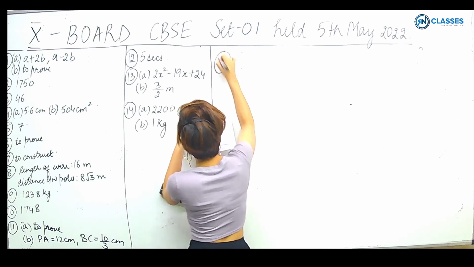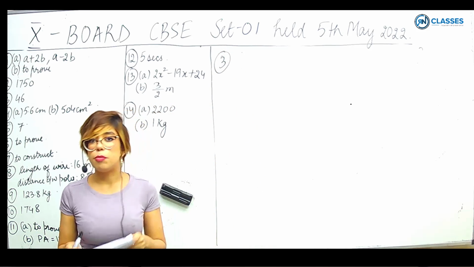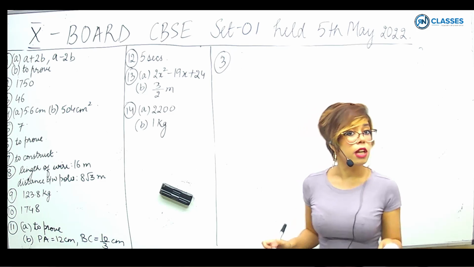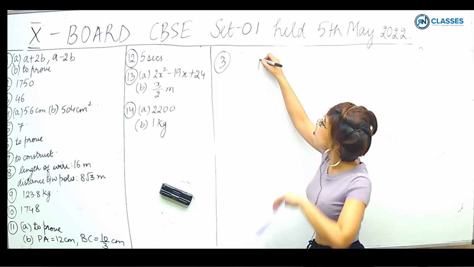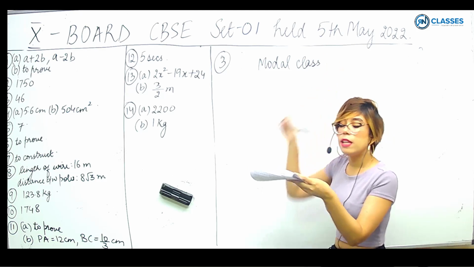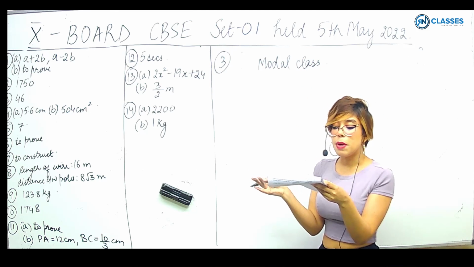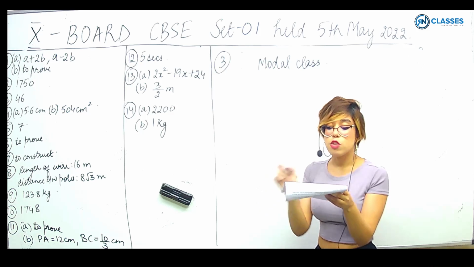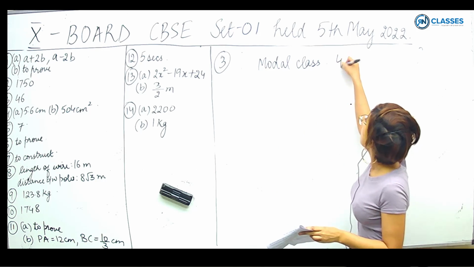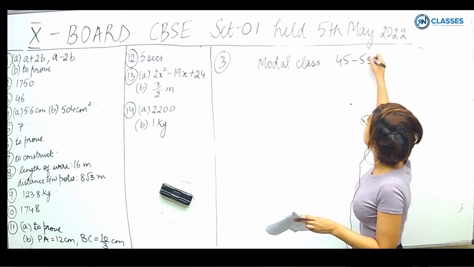Now he says, find the mode of the given distribution. If I want to find the mode, I need to find the modal class first. Now, modal class, you know, is the class with the maximum frequency. So look at the frequency: 6, 11, 22, 23, 14, 5. Obviously the maximum is 23. That means the modal class is 45 to 55.